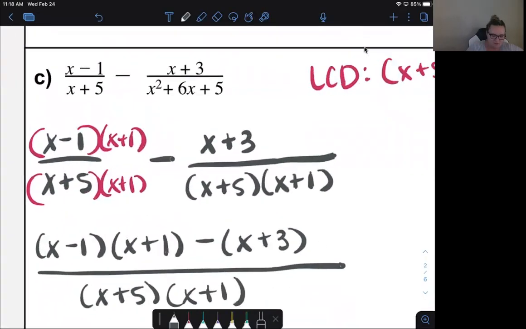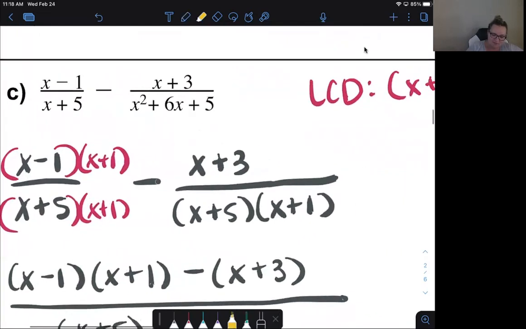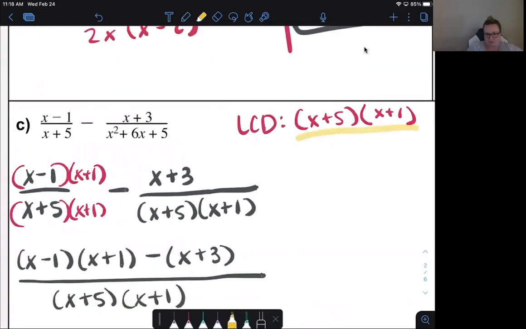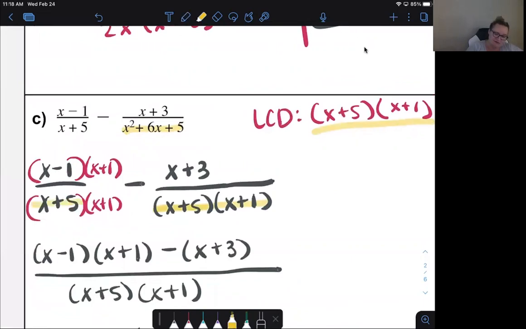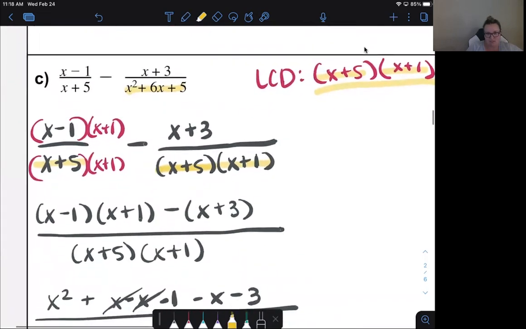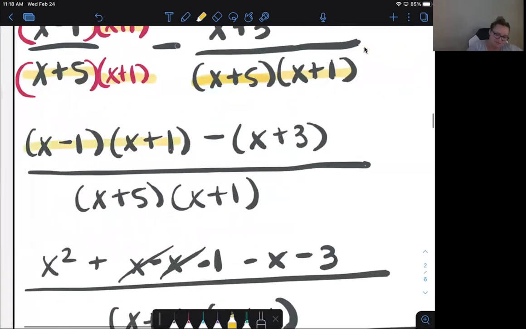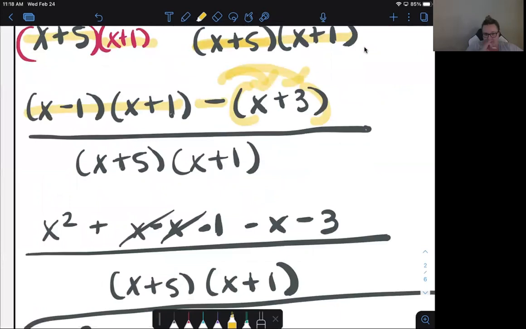So I figured out that my least common denominator would need to be x plus 5 times x plus 1, because the second fraction's denominator factored to x plus 5 times x plus 1. They both include x plus 5, and so I just needed to add the x plus 1 into the LCD. So then the first fraction is the only one that needed to change. So I multiplied the top and the bottom by the missing piece, which was x plus 1. So then I got x minus 1 times x plus 1 minus, and then I put x plus 3 in parentheses because I can't forget to distribute that negative, and then all over x plus 5 times x plus 1.